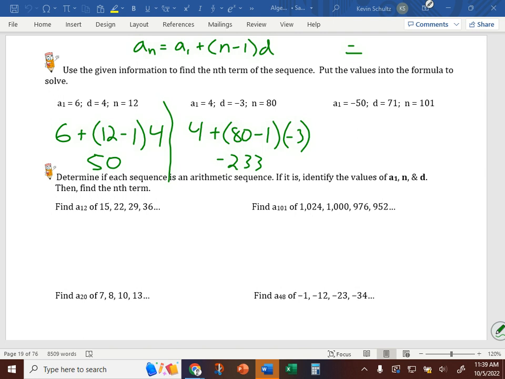Do the last one on your own. Plug the pieces in the right spot. You're starting at negative 50. The pattern of adding 71, you want the 101st term in the sequence. Take a look at the formula. Put everything in the correct spot. That's what you should have.